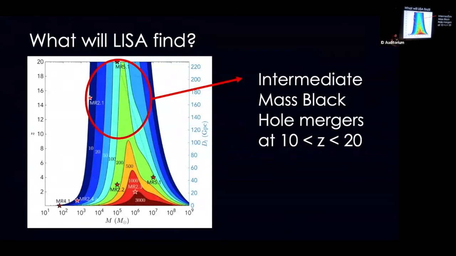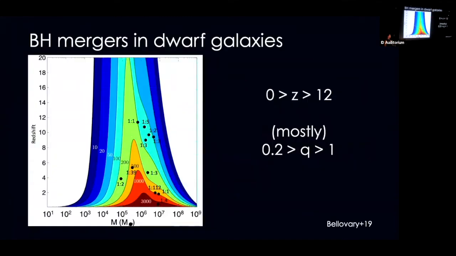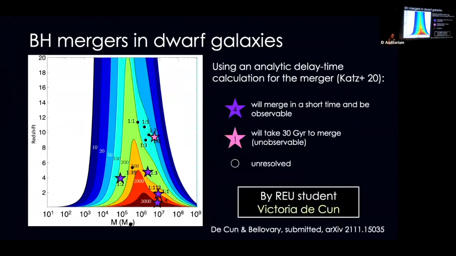Okay, so remember I said that there can be multiple black holes in dwarf galaxies. What if they merge? Sometimes they do in the Marvel and Justice League, mostly the Justice League simulations. So each black point I have on here is a merger that happens in a dwarf galaxy, and their mass ratios are written on here like 1 to 1, 1 to 5. So mostly they happen between redshifts of 0 to 12, and their mass ratios are about 0.2 to 1 or so.